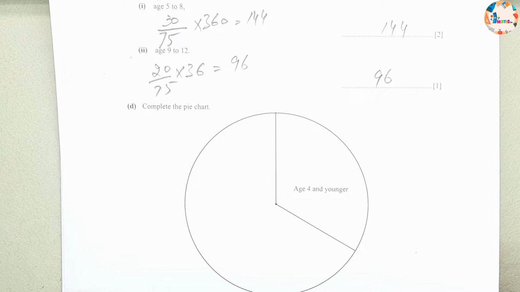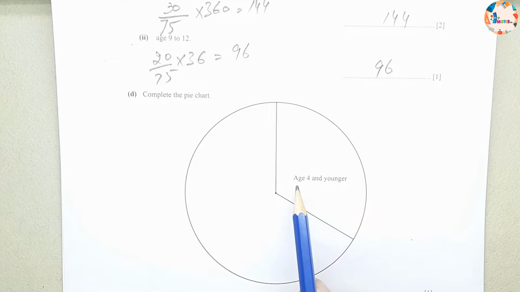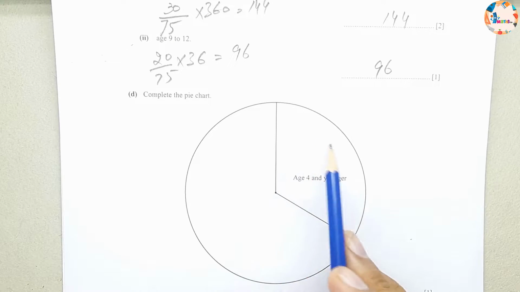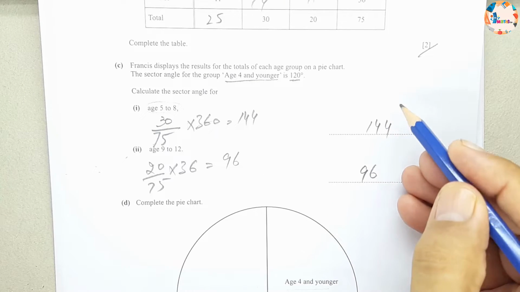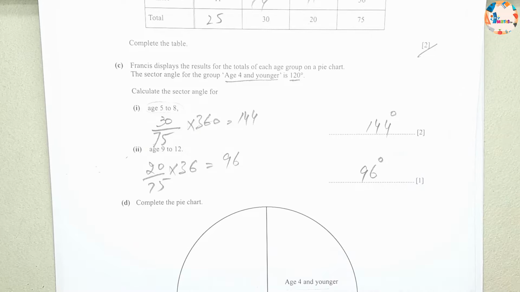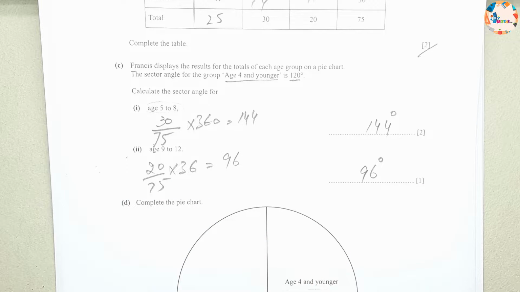Next, they are saying complete the pie chart. We have to complete this pie chart. So 4 and younger, they have already provided this portion. Now we have to add these two portions. This is 144 and this is 96. Age 5 to 8 is 144.